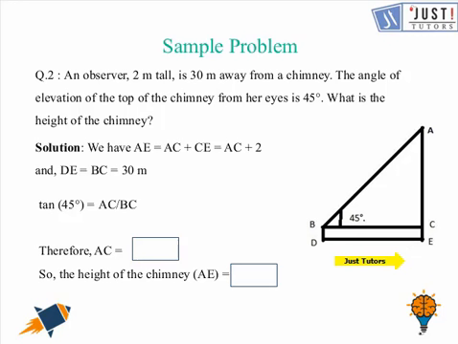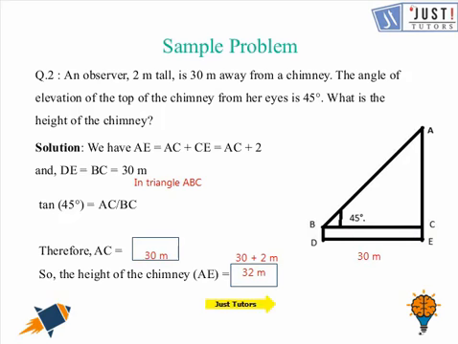So we need to use the knowledge of trigonometry in triangle ABC, and hence we need to apply again tan theta, which is tan 45 is equal to AC over BC, and we already know that BC and DC are equal to 30 meters. Hence AC would be 30 meters, and hence we can know that the height of the chimney is 30 add 2 meters, and that's gonna be 32 meters. So this is the answer of this question. Don't forget to add the height of the observer in this case.